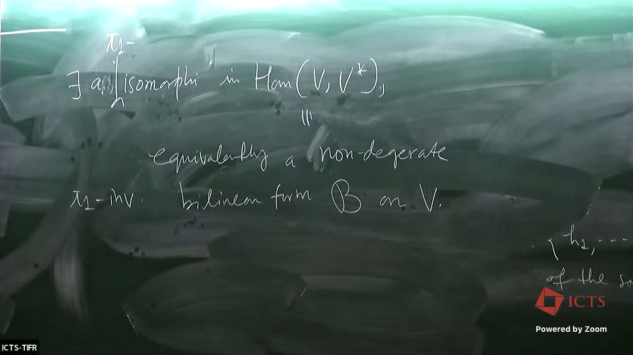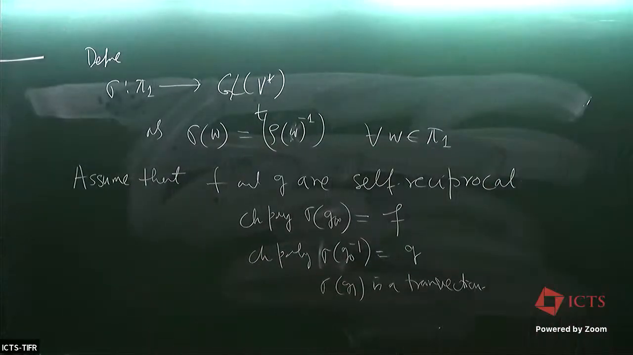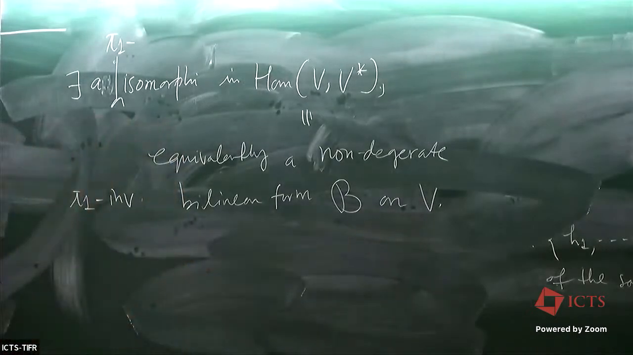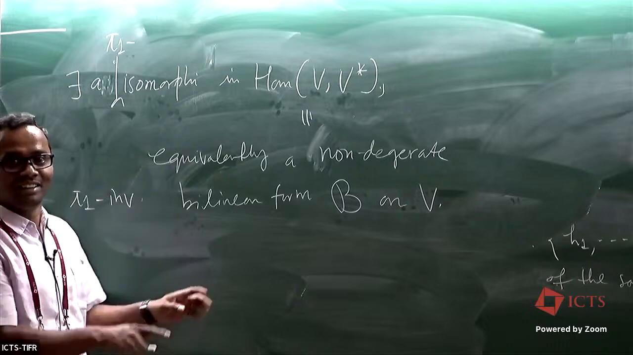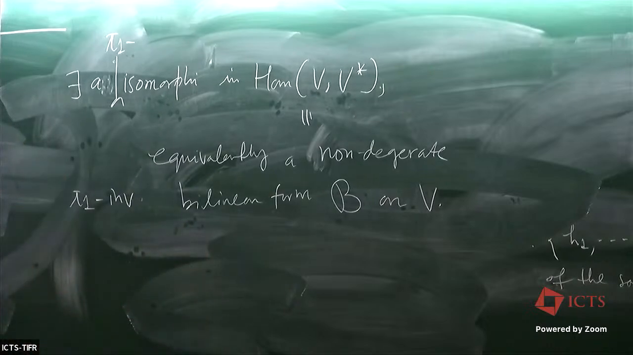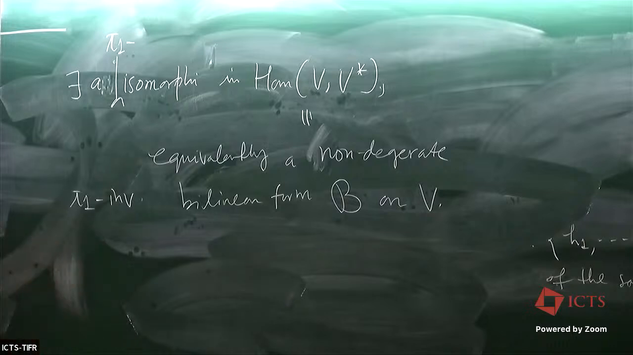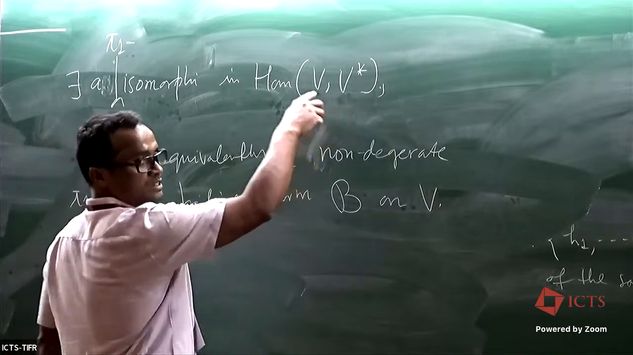Right. So far I have used the fact that F and G are co-prime and self-reciprocal, which basically means that if A is a root, 1 by A is also a root of F. And using that, I got that there is a non-degenerate bilinear form on V that is being preserved by pi 1. Also, it's not difficult to show that the condition on F and G being co-prime ensures that the action of pi 1 on V, and therefore on V star, is also irreducible.